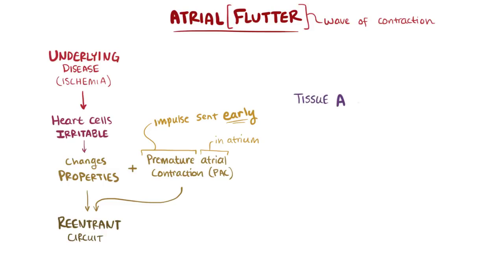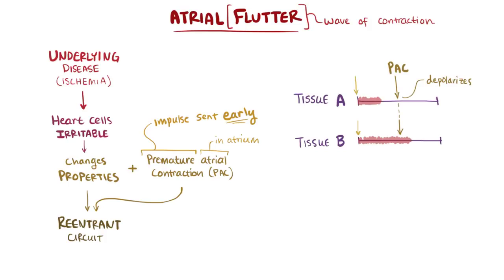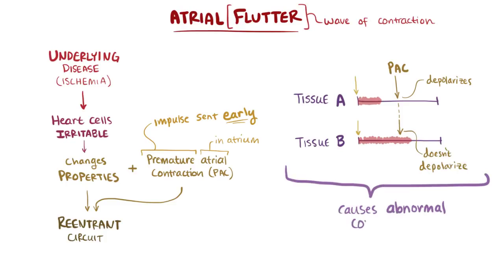So let's just say tissue A has a short refractory period, and tissue B has a longer refractory period. If a PAC is timed just right, one tissue might depolarize, and one might not, and this can propagate an abnormal wave of depolarization, which can go through the atria and initiate a re-entrant circuit.